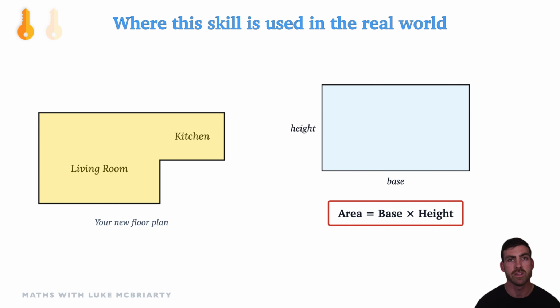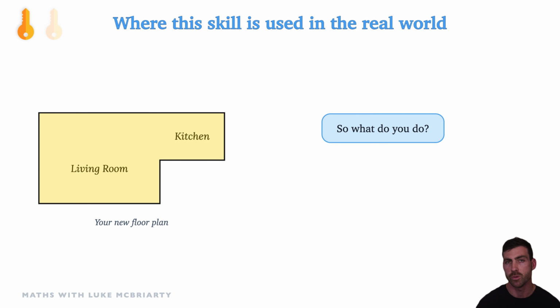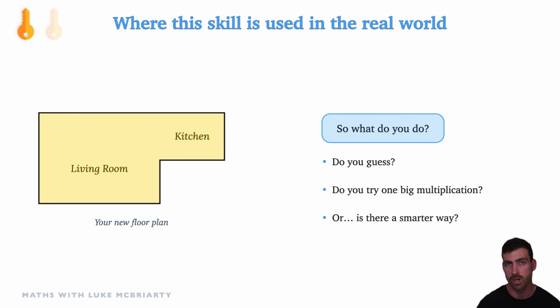You already know how to find the area of a rectangle, base times height. Easy. But this shape is not a rectangle. So what do you do? Do you guess? Do you try one big multiplication? Or is there a smarter way?